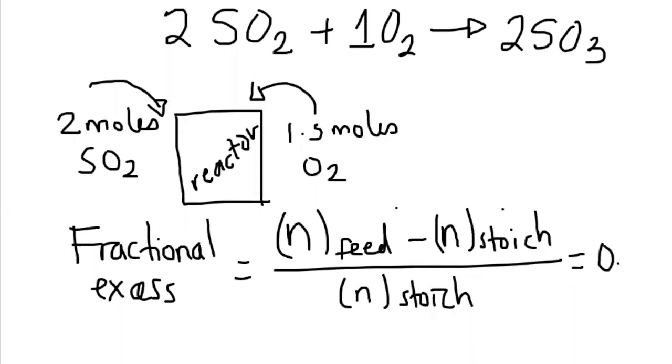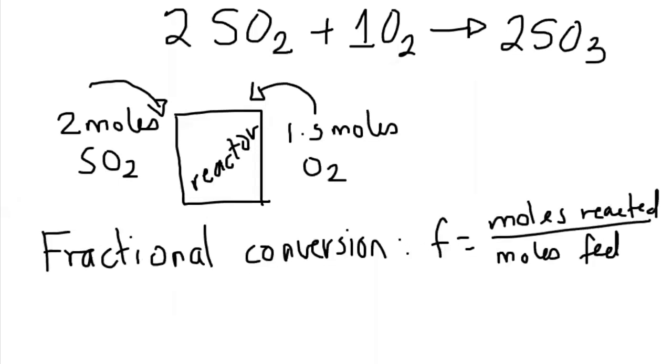We will have a fractional excess of 0.5, which is 50% of excess of the excess reactant. The limiting reactant has no fractional excess. We define the fractional conversion as the moles that reacted over the moles that we fed. We can say that 100% of the moles of SO2 reacted, so that's a fractional conversion of 1.